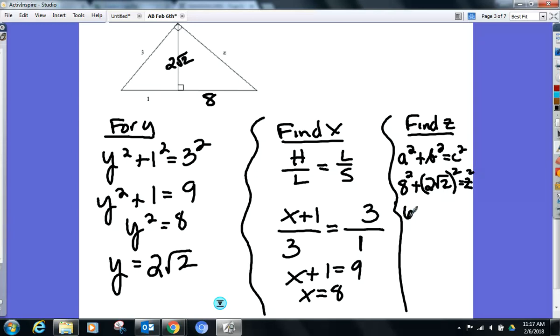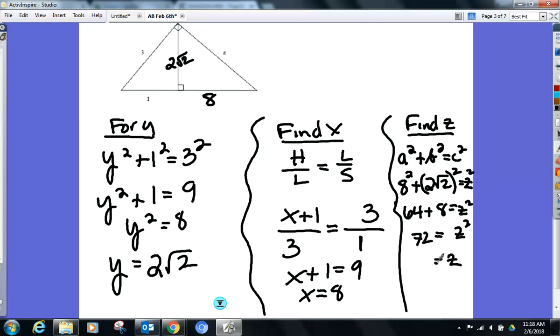So what do I have? 64 plus, anybody finding that if you're doing it this way anyway? Should be what, 8? You guys that are squaring 2 radical 2 in your calculator? 8. Make sure it's in parentheses. Square the whole thing, not just the radical 2. So 8. And then z squared equals 72. And yes, you are going to break down 72 for me. I'll let you figure that one out.